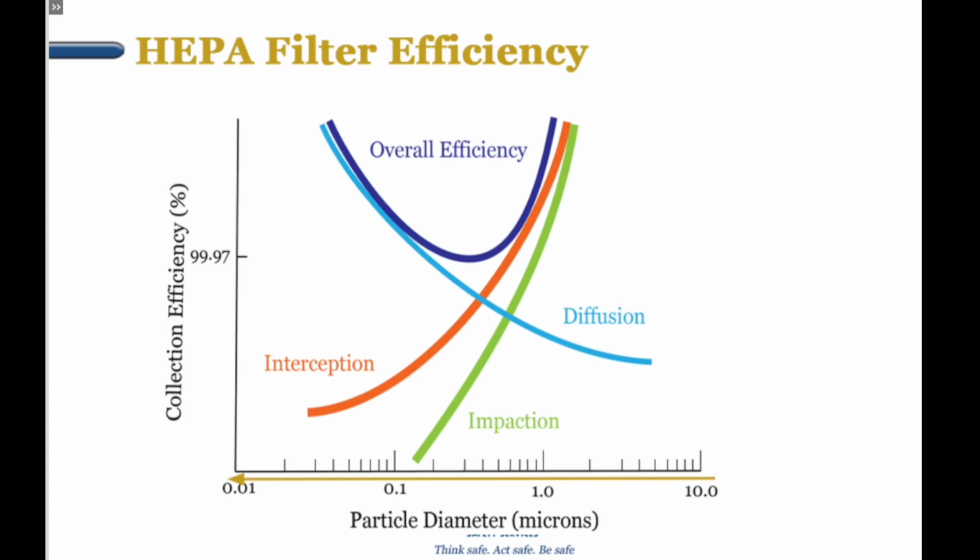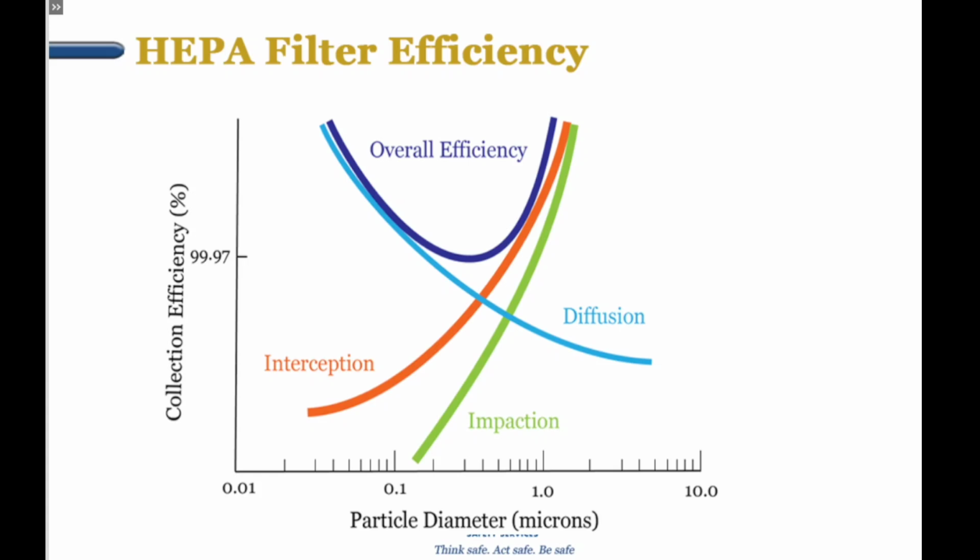However, the combined efficiencies of the three mechanisms, see the line on the graph for overall efficiency, still remains at 99.97% at that 0.3 micrometer size. This means that the HEPA filter captures 99.97%, or 9,997 out of 10,000 particles of the 0.3 micrometer size. It is more efficient at capturing larger or smaller sized particles. This is a performance standard, which means that each HEPA filter is tested to verify that it meets this criteria.